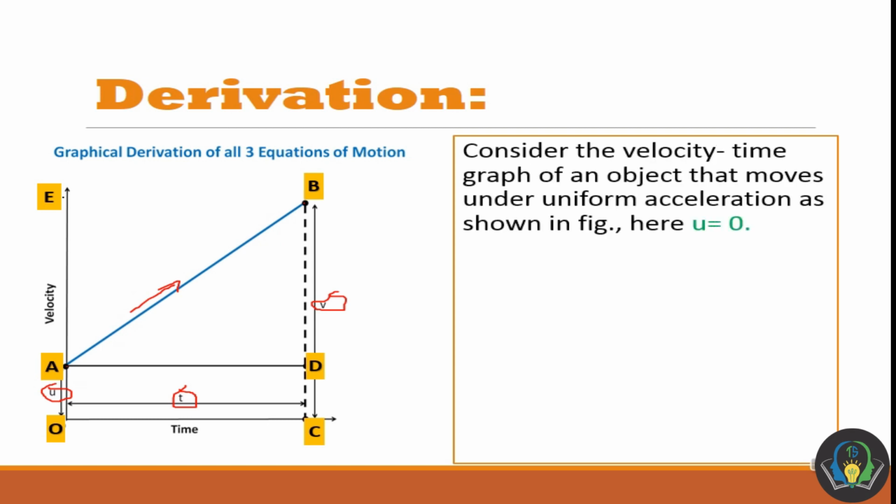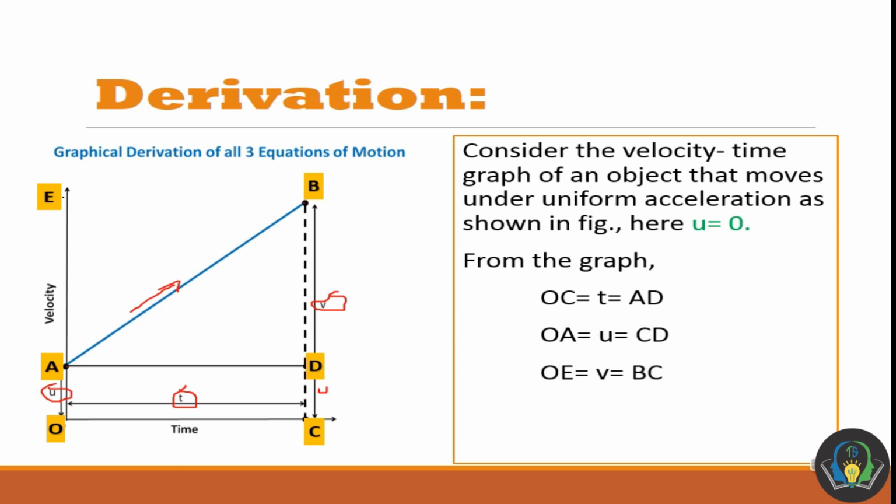Now if OC is represented as t, then as you can see AD will also be represented by t. Consider the velocity time graph of an object that moves under uniform acceleration as shown here. From the graph you can say OC equals t equals AD, which means AD and OC are equal since it is forming a rectangle. OA and CD will be equal to u. OE and BC will again both be equal, and the value of both we will consider as v.